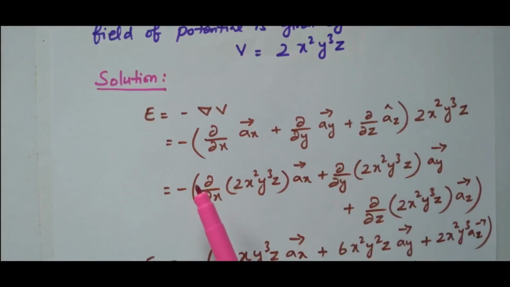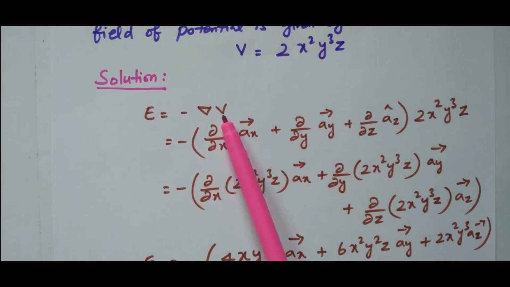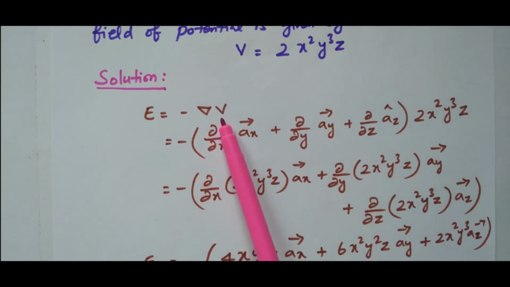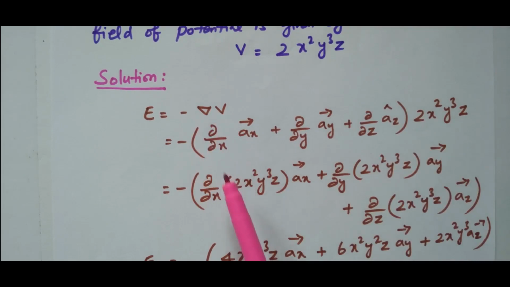So we know that the relation is available, E equal to minus del V. By using this relation, we can find the electric field intensity from potential. What is del V? V is nothing but 2x square y cube Z. The value of V is given in the problem. What is the del operator? I already told, it is a partial differentiation: dou by dou x into Ax vector, dou by dou y into Ay vector, plus dou by dou Z into Az vector. Partial differentiation with x, y and Z.